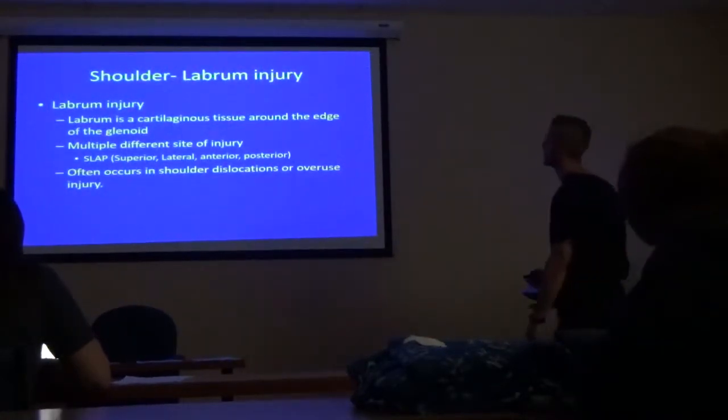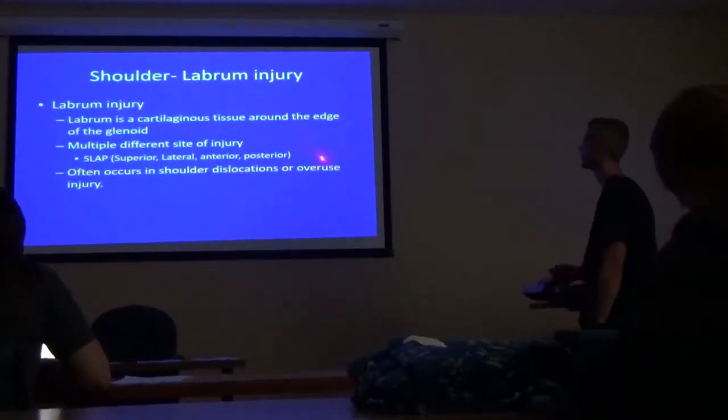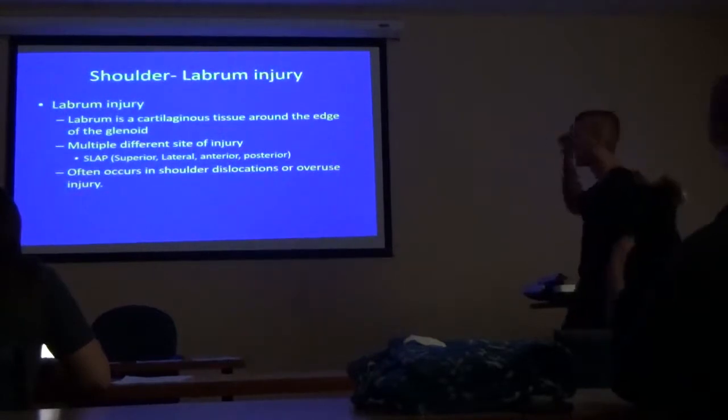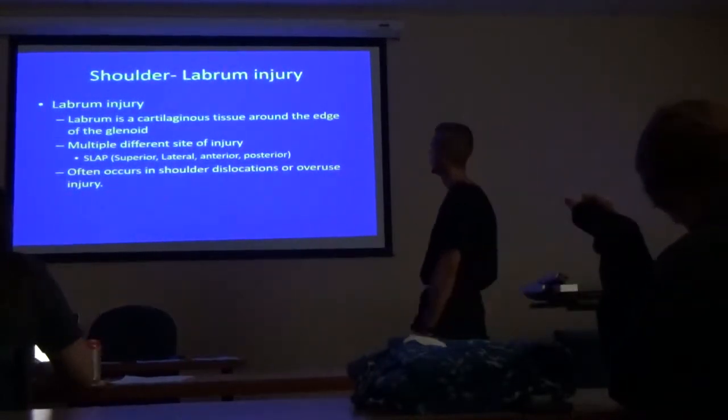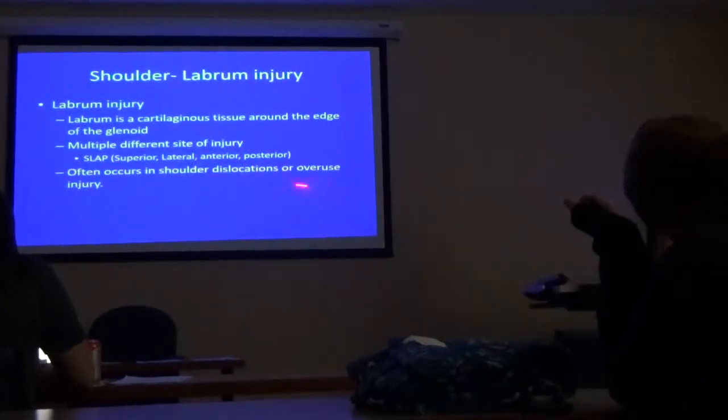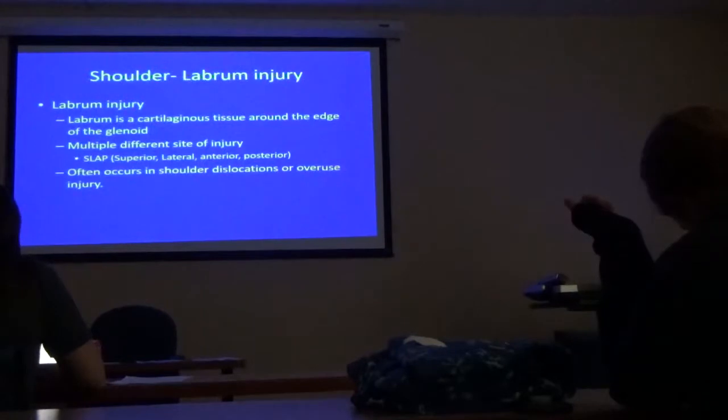Labrum injury. The labrum is a cartilaginous tissue around the edge of the glenoid. Multiple different sites of injury. SLAP lesion is a common labral injury that you're going to see in softball players and pitchers. Those are the different sites where you can have that. It often occurs in shoulder dislocations or overuse injuries, pitchers, swimmers, things like that.